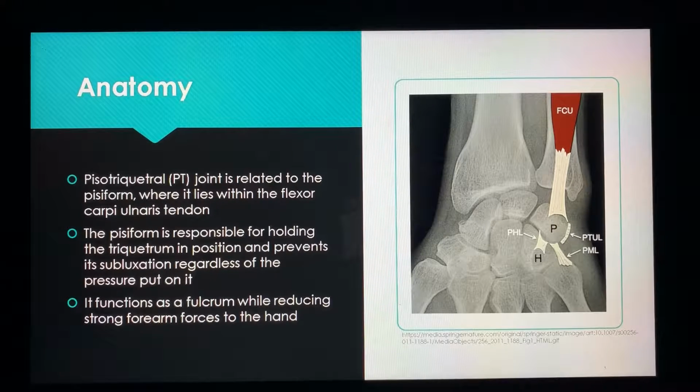The pisiform is responsible for holding the triquetrum in position and prevents its subluxation regardless of the pressure put on it. It functions as a fulcrum while reducing strong forearm forces to the hand.